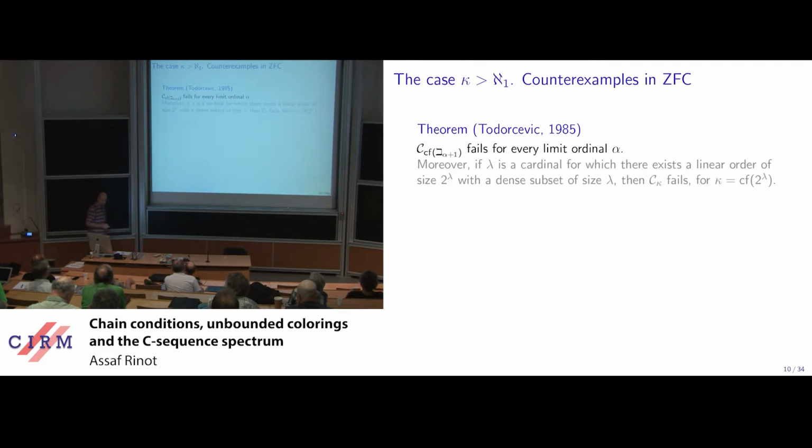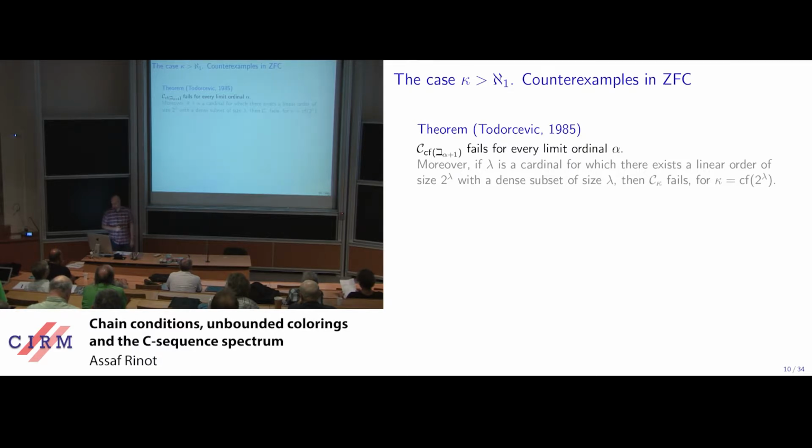Okay. Now let's talk about uncountable cardinals, uncountable regular cardinals. Here there's a theorem of Todorcevic from 1985 showing that there are actually class many regular cardinals for which the productivity of the kappa chain condition fails. There will be counterexamples for class many cardinals.